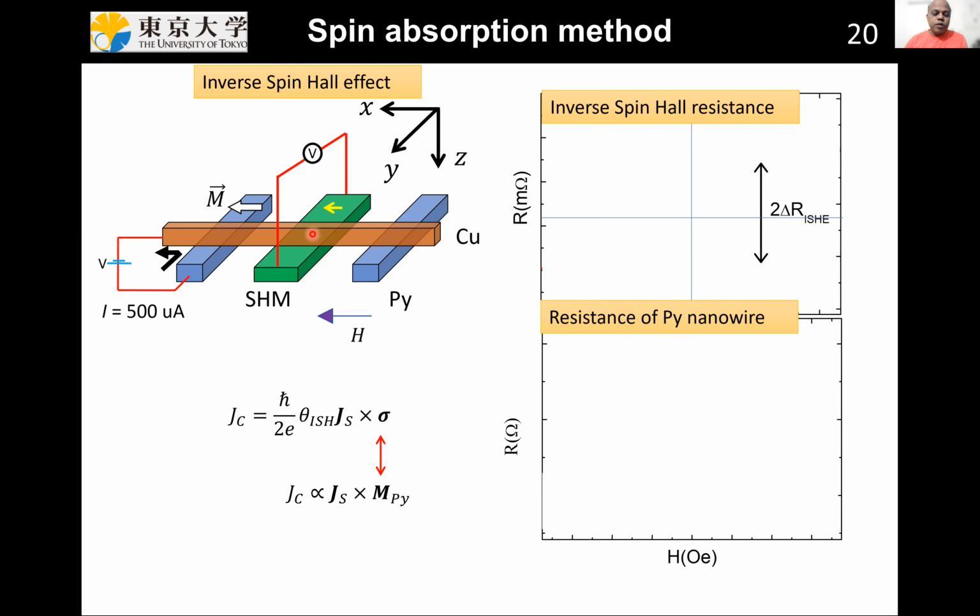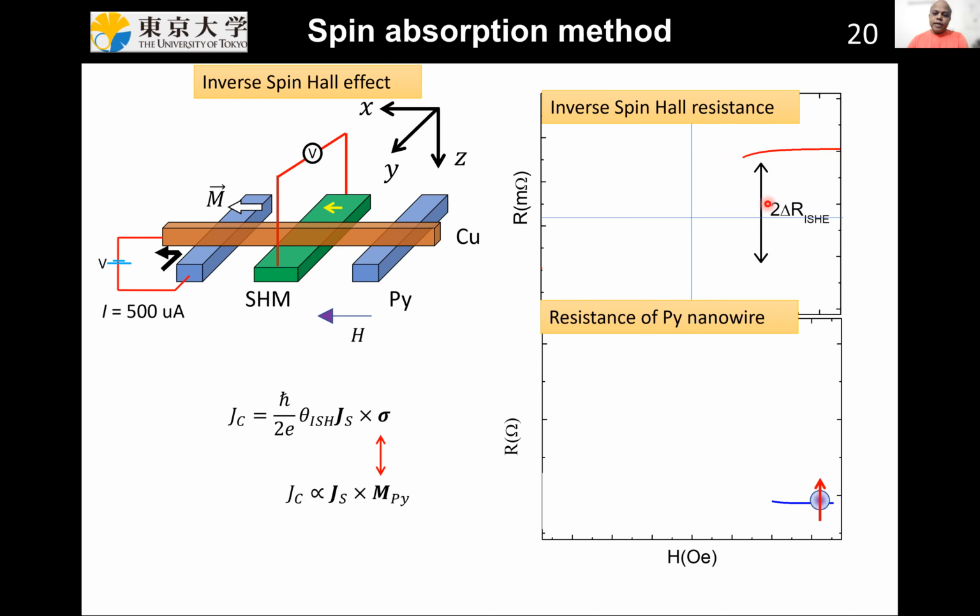So you will detect voltage only when the spin polarization direction is shown by this yellow arrow, and under other conditions you will not. You can control the spin polarization direction by controlling the magnetization direction of this ferromagnetic electrode. Suppose you apply a large magnetic field along this x-axis and saturate your ferromagnet along the x-axis, then the spin polarization will have the direction shown by this yellow arrow. And now you will get a finite inverse spin Hall resistance over here.